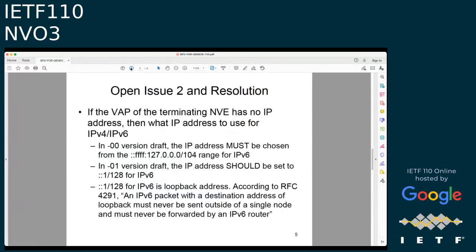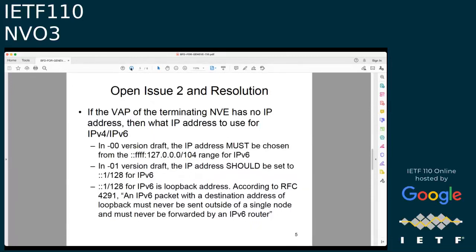This is open issue 2 and its resolution. This open issue is: if the VAP of the terminating NVE has no IP address, then what IP address to use for IPv4 or IPv6? In the 00 version draft, in this scenario, the IP address must be chosen from the ::FFFF:127.0.0.0/104 range for IPv6.